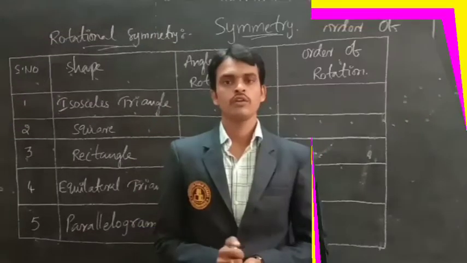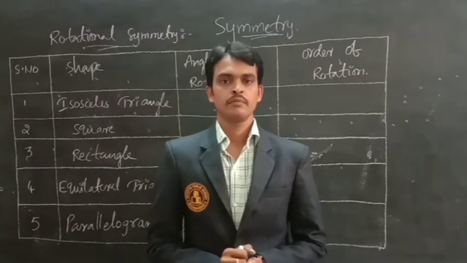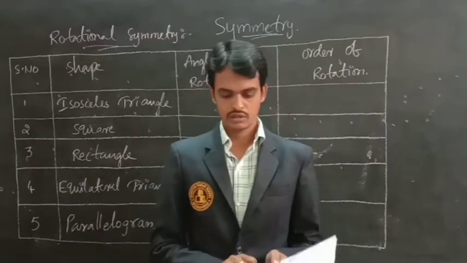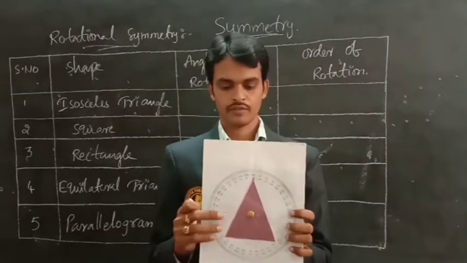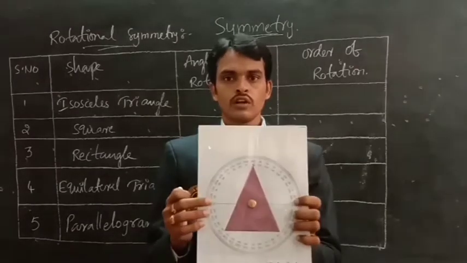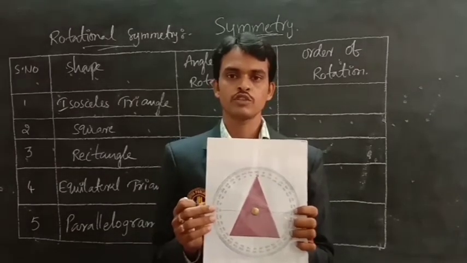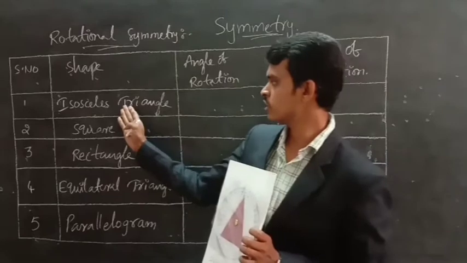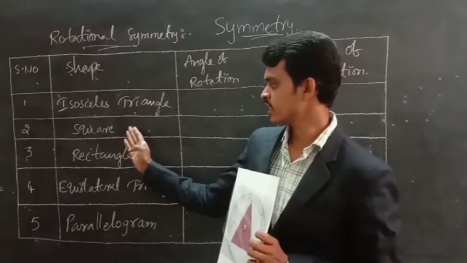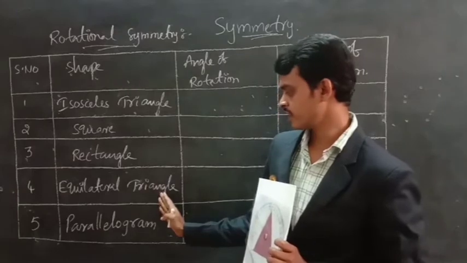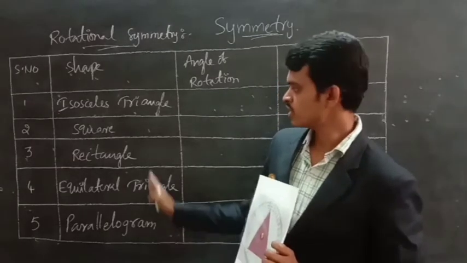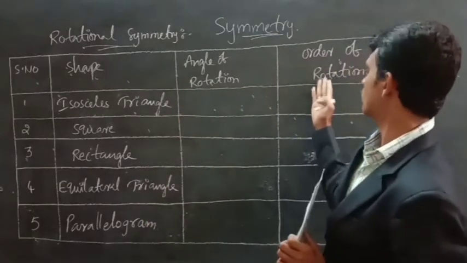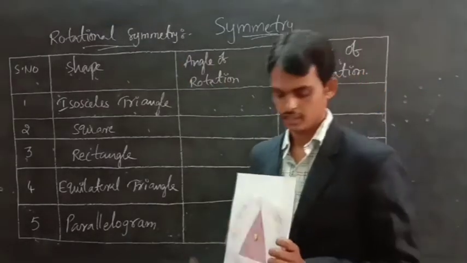Now let us discuss rotational symmetry by activity. So look here. We should cut out some geometrical objects using different colour charts. These are the geometrical objects: isosceles triangle, square, rectangle, equilateral triangle, parallelogram. For these shapes, we have to find the angle of rotation and order of rotation of rotational symmetry.